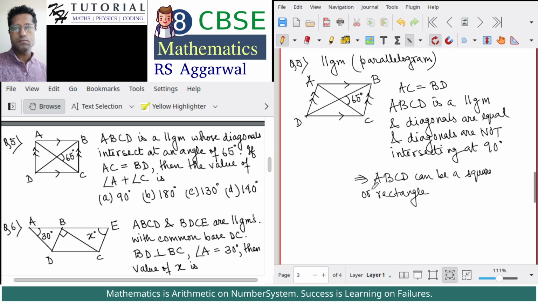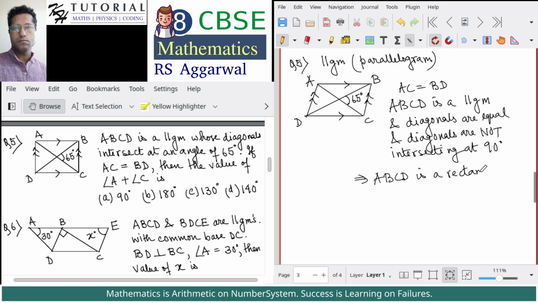So what can we say about the parallelogram ABCD? In a square the diagonals intersect at 90 degrees, but in this figure it is given that the diagonals intersect at 65 degrees, which is not 90 degrees, so it will not be a square. It will not be a rhombus. So definitely we can directly say that this is a rectangle.